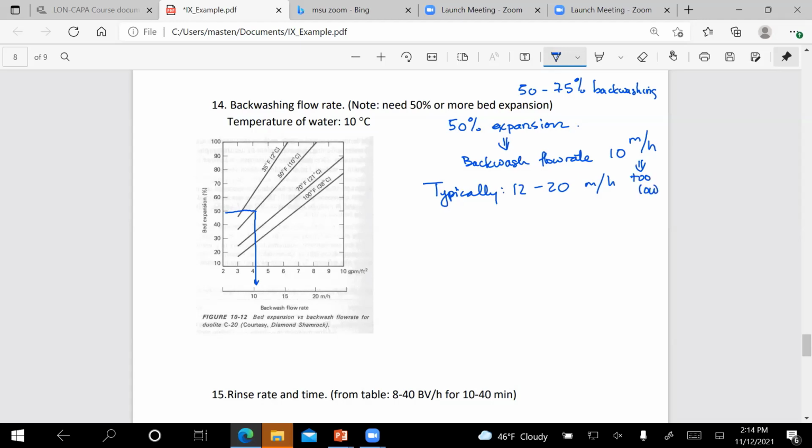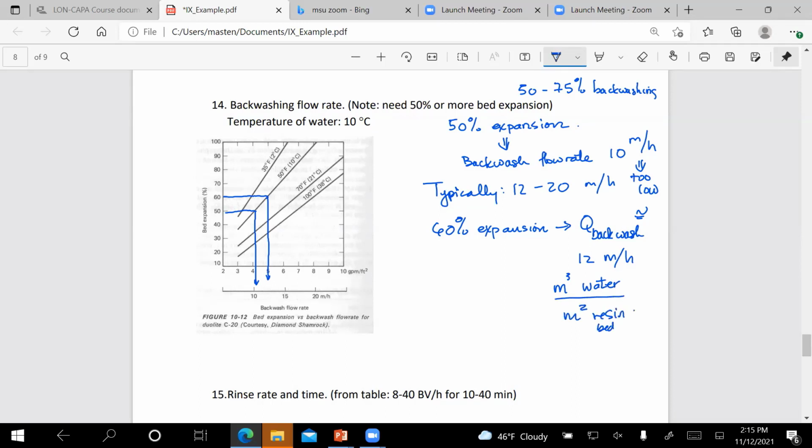So let's look at 60%. If we go here, 60%, 10 degrees C, we'll do the same. And we're at about 12 meters per hour. So if we have 60% expansion, we have a backwash flow rate that is equal to about 12 meters per hour, and recognize that's meters cubed of water per meter squared of resin bed per hour. So that's what we're looking at.